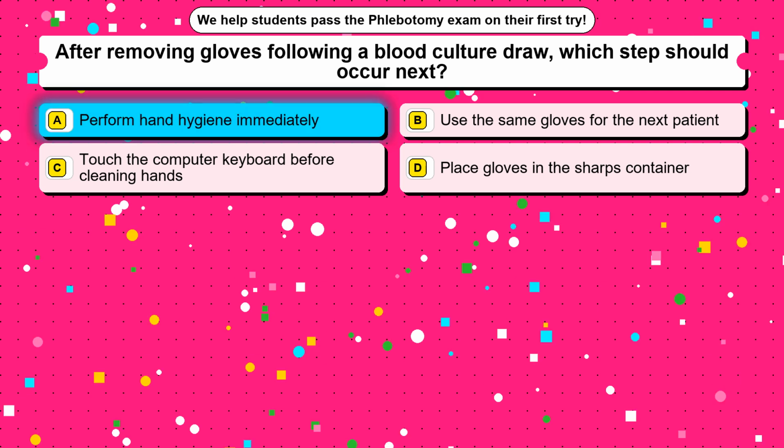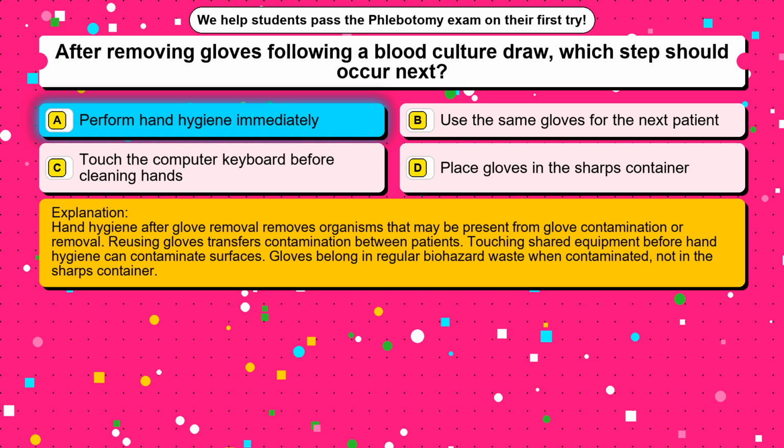The correct answer is option A. Perform hand hygiene immediately. Hand hygiene after glove removal removes organisms that may be present from glove contamination or removal. Reusing gloves transfers contamination between patients. Touching shared equipment before hand hygiene can contaminate surfaces. Gloves belong in regular biohazard waste when contaminated, not in the sharps container.